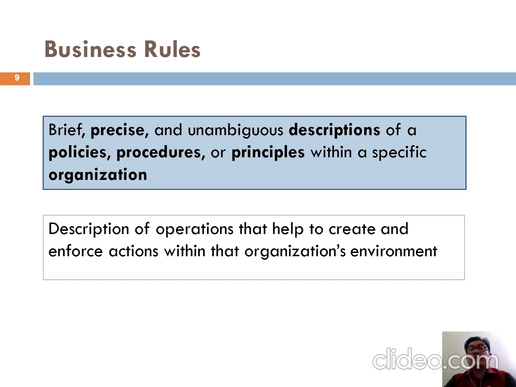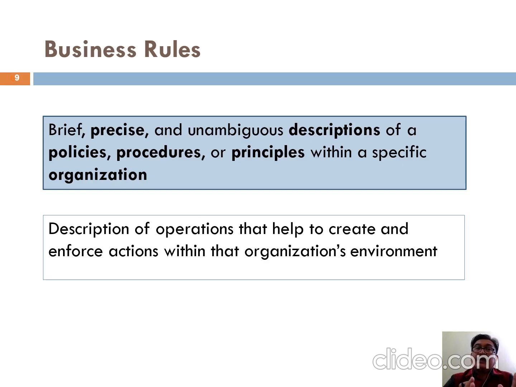Okay, the next important thing is business rule. A business rule is actually a description of the policies, procedures, and principles of an organization. Later, we will see how we want to build a business rule. Before we build a database, we need to decide what the database is, and then what entities we have in that database.